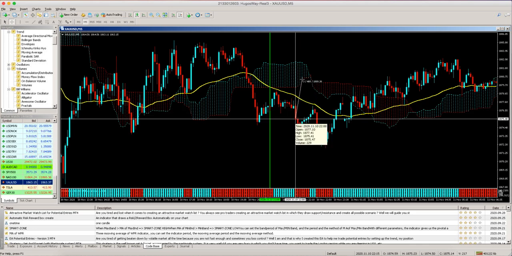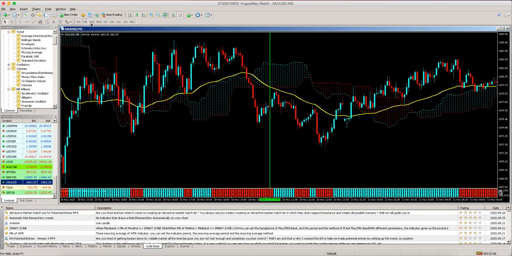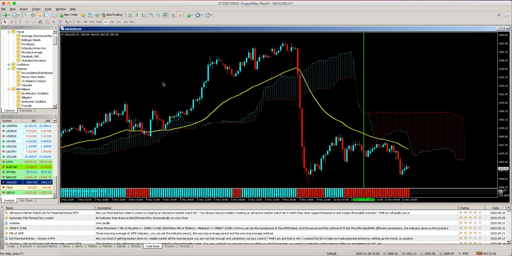50 pip stop loss. Boom. 20 pip smash. 50 pips way up here. You follow the rules, you get in. Boom. You got a drawdown of 16 pips, but it came right back. 20 pip smash. Boom. So you see 3 trades in a row.